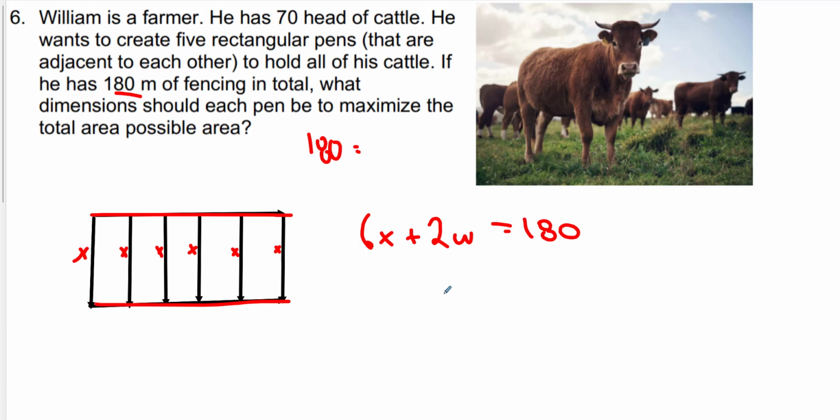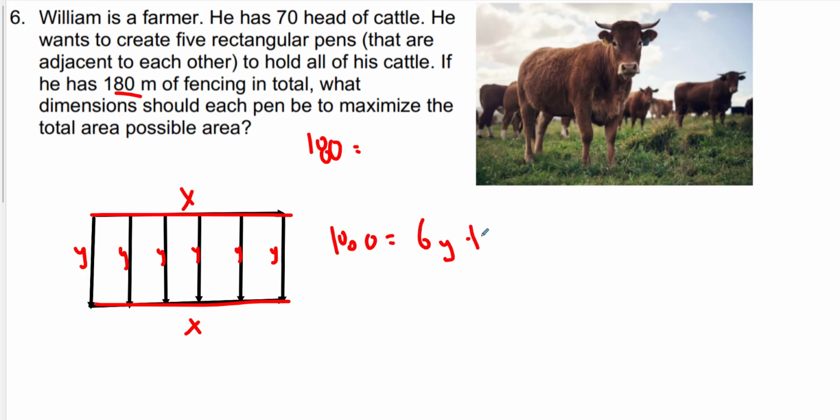But now this is where it gets a little bit tricky because we're trying to maximize. So let's see what we can figure. All right, fine. We're gonna change up the variables just to make it a bit easier. So we're gonna have y as our vertical points here, and we're gonna have x as these points. So now we know 180 is gonna equal 6y plus 2x, correct? And now we're just gonna solve for one of the variables. So we'll solve for x. So x is equal to what? 180.